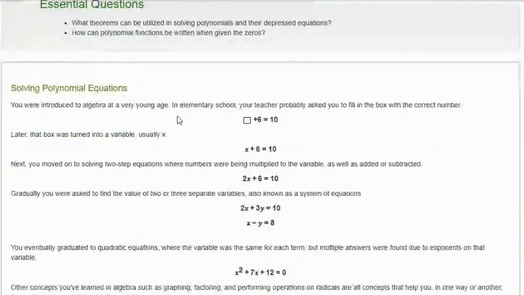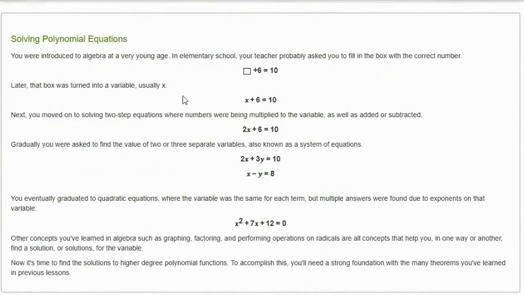So you were introduced to algebra at a very young age. In elementary school, they probably had something like this. Fill in the box. Something plus 6 equals 10. That really is algebra. But sometimes they just put a little space there. Space plus 6 equals 10. So later on, that turned into a variable, usually x. We'd say, okay, instead of just a blank box, we'll just say x. So tell me what x is.